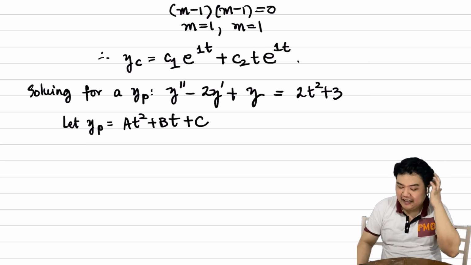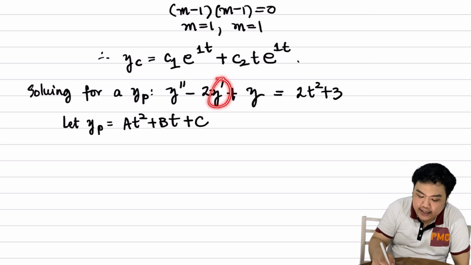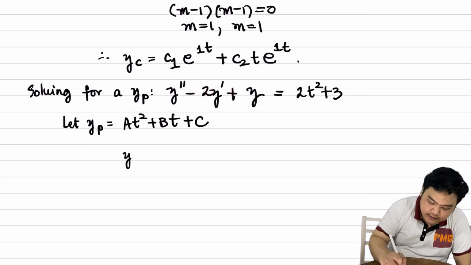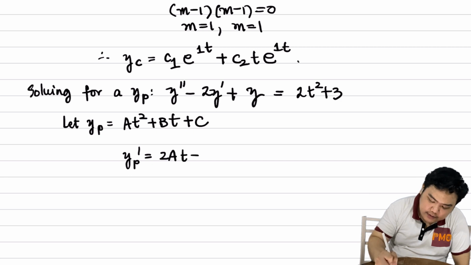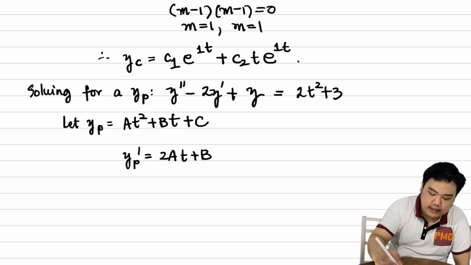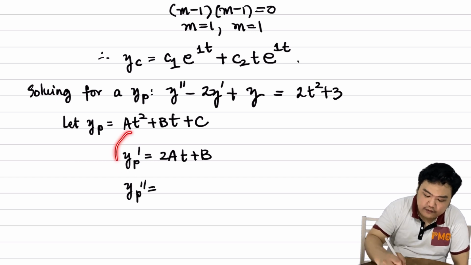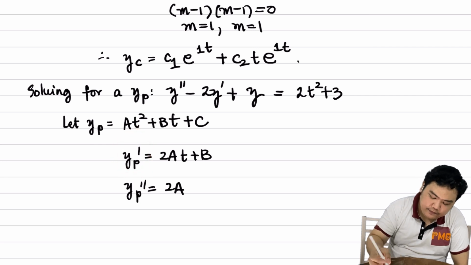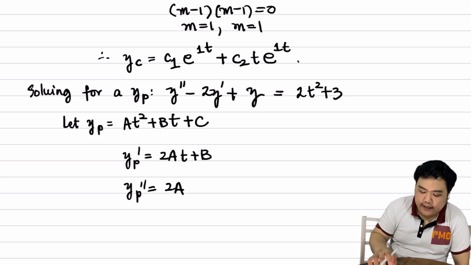So tatlong variables to, no? So tingnan natin kung saan tayo aabutin nito. So kailangan ulit natin ng y prime, y double prime. So y prime, get the derivative with respect to t. So meron tayong 2at plus b. The derivative of c with respect to t is 0 because c is a constant. So y sub p prime prime naman, derivative with respect to t of this, you will get 2a. Derivative nito is 0.